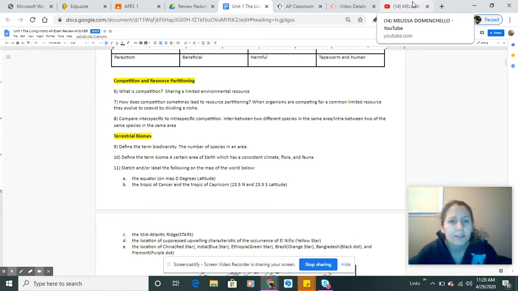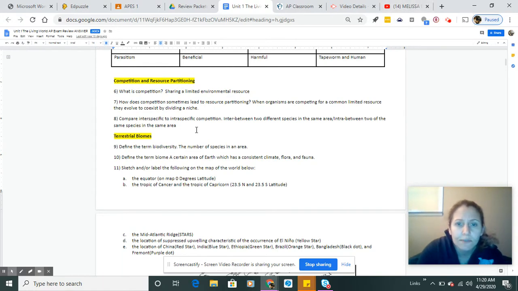Compare interspecific and intraspecific. It's really just knowing your prefixes. So inter, between two different species in the same area, maybe, I don't know, squirrel, deer. Maybe they're competing for space, something like that. It's just two different species. Intra would be the same species in the same area. So instead of a squirrel and a deer, maybe the squirrels are competing against each other for food.